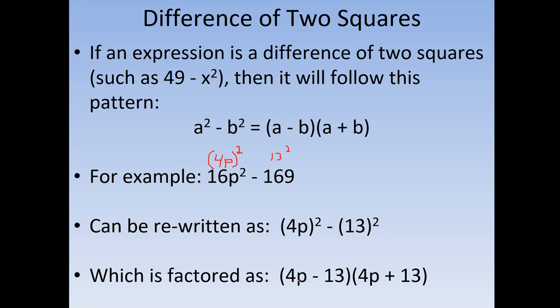So we end up getting, this can be factored as 4p minus 13, 4p plus 13. Now you can check this yourself to see if this works. And like I said, it will, because when you multiply these terms, 4p times 13 and 4p times negative 13, they're going to end up canceling each other out. So the only ones that actually work are 4p times 4p and negative 13 times 13.